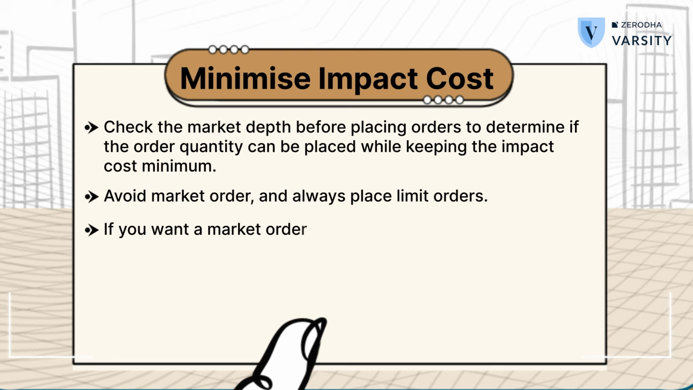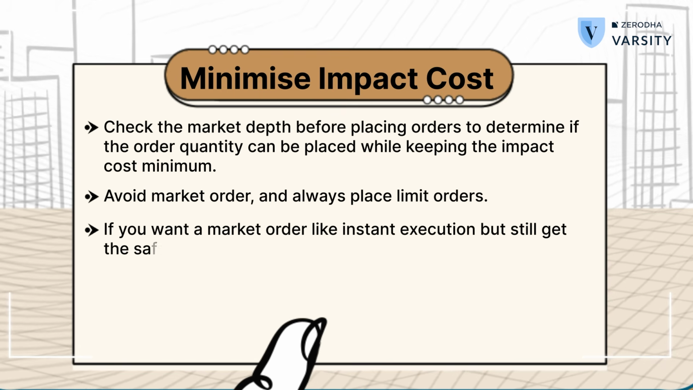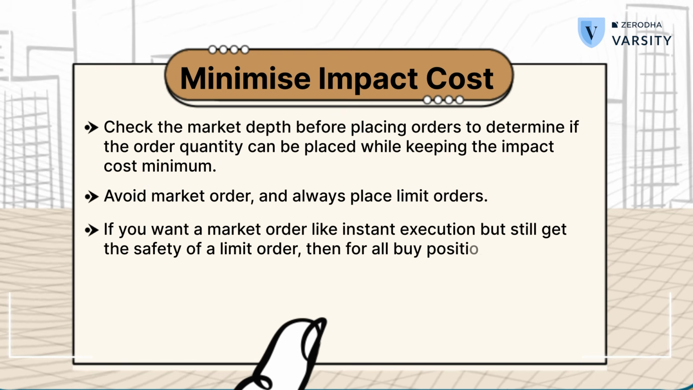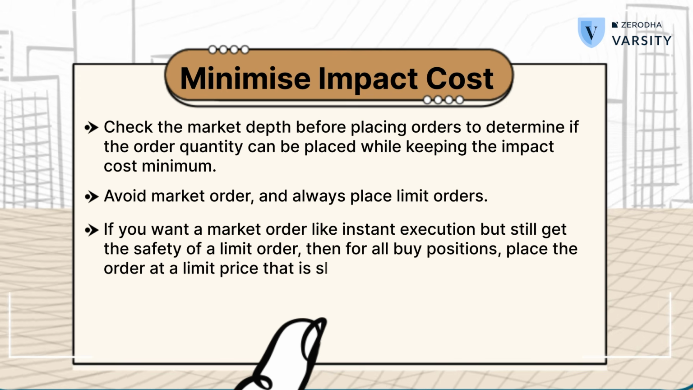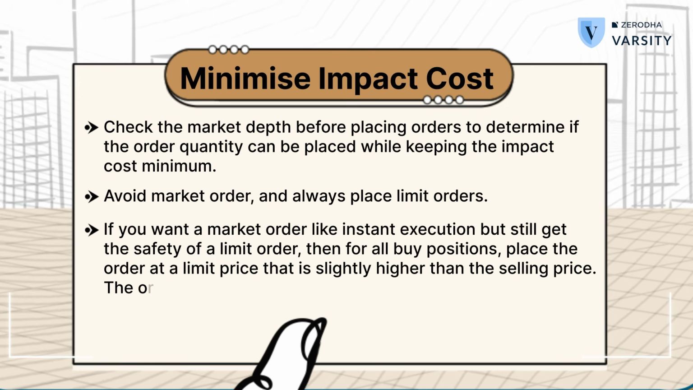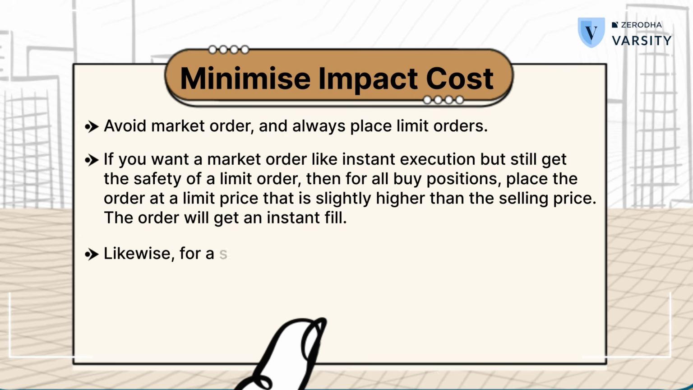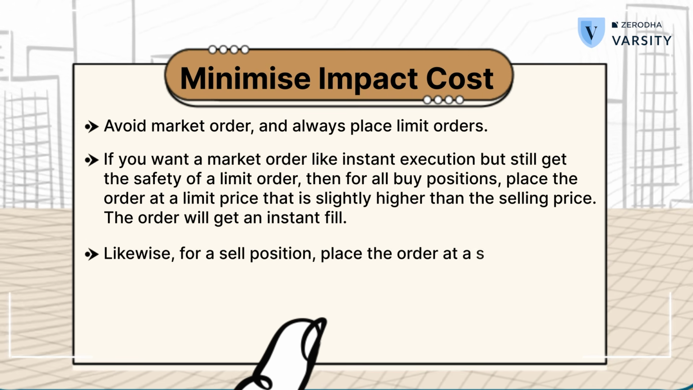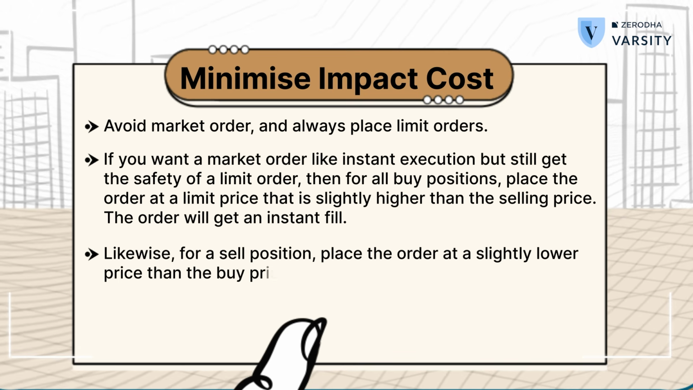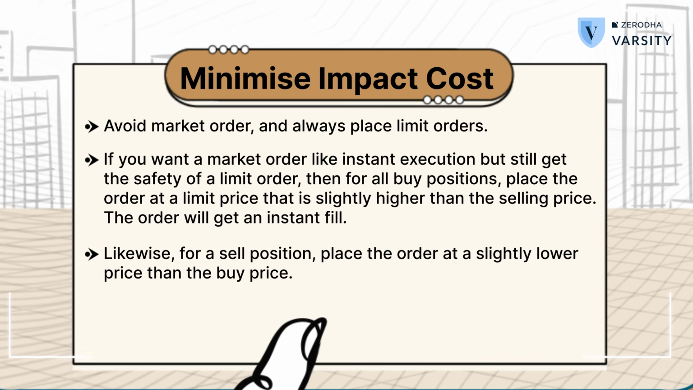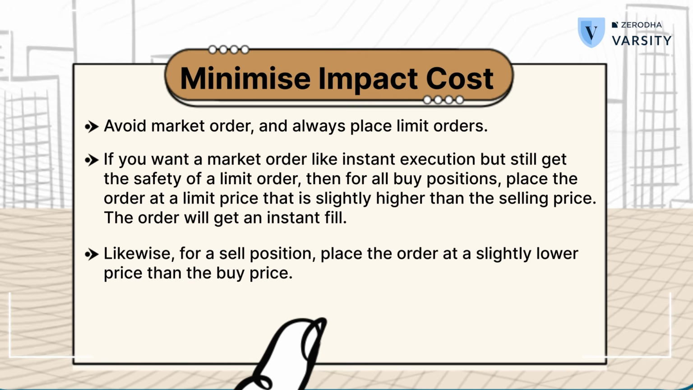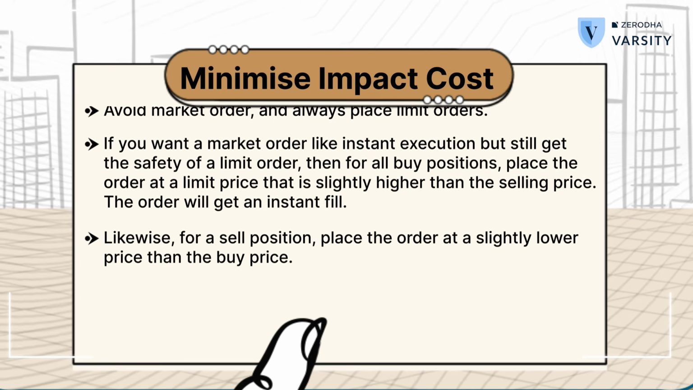If you want a market order like instant execution, but still the safety of a limit order, then for all buy positions, place an order at a limit price that is higher than the selling price. The order will get an instant fill. Likewise, for a sell position, place the order at a slightly lower price than the prevailing market price to ensure you get an instant fill. By doing so, you get the protection of a limit order, but the behavior is like a market order.